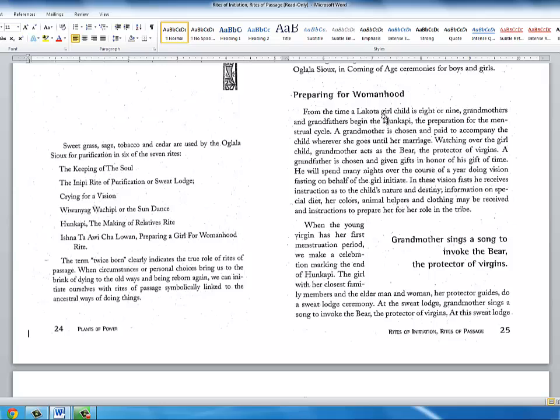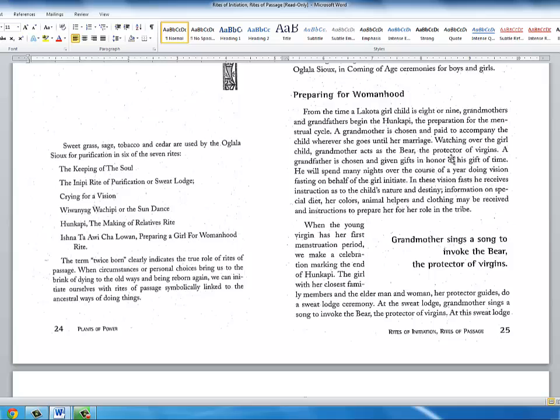From the time a Lakota girl child is 8 or 9, grandmothers and grandfathers begin the Hunkapi, the preparation for the menstrual cycle. A grandmother is chosen and paid to accompany the child wherever she goes until marriage. Watching over the girl child, grandmother acts as the bear, the protector of virgins. A grandfather is chosen and given gifts in honor of his gift of time. He will spend many nights over the course of a year doing vision fasting on behalf of the girl initiate. In these vision fasts, he receives instructions as to the child's nature and destiny. Information on special diet, her colors, animal helpers, and clothing may be received, and instructions to prepare her for her role in the tribe.